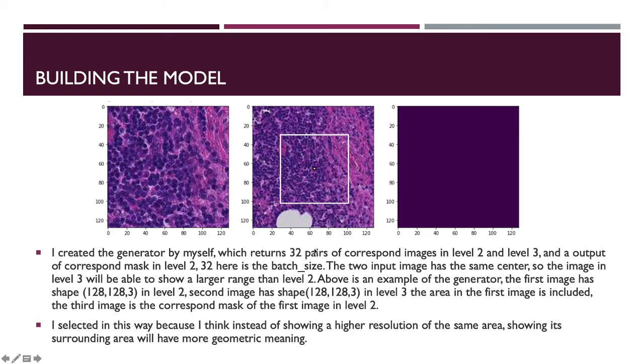In this example, the first image has the shape 128, 128, 3 because it is in RGB in level 2. And it is a clearer version of the white square in the second image, which is this area. The second picture has the same shape but with a lower resolution of a larger region. The third image is the corresponding mask of the first image, which is also in level 2. I selected it this way because I think instead of showing a higher resolution of the same area, showing its surrounding area will have more geometric meaning.